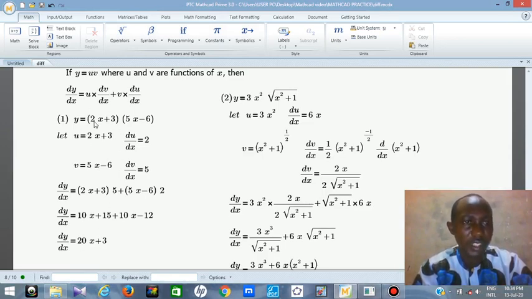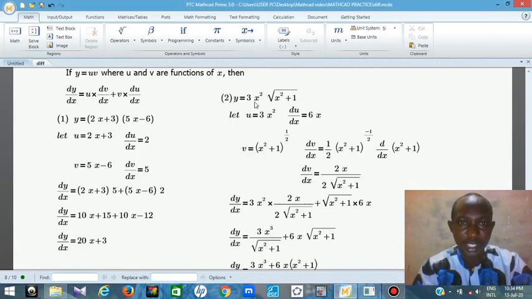When we expand this bracket, 2x times 5x is going to give us 10x squared. So if you differentiate 10x squared, 2 times 10 is 20, then 2 minus 1 is 1. So you will still get the same thing, but instead of expanding that way, why not just use product rule? Because it's better you know how to use product rule.